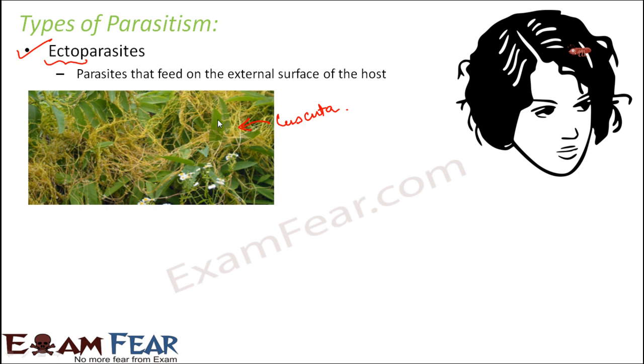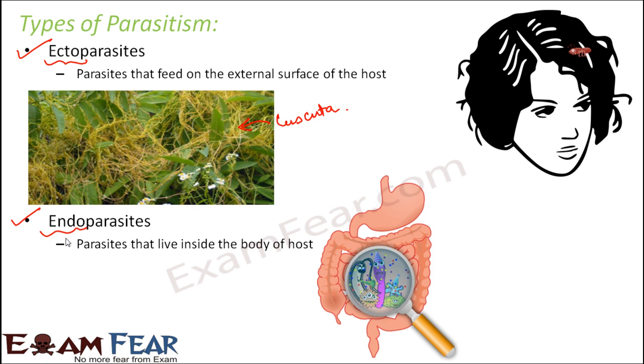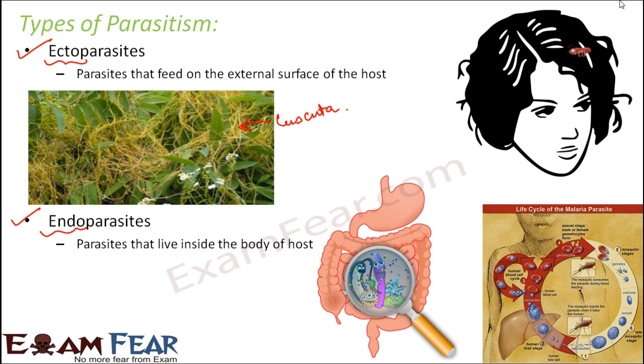So in this case also, the cuscuta plant is getting its nutrition from the external surface of the host plant. The second type of parasitism is endoparasites. Endo means within or inside. So when parasites live inside the body of the host, that is called endoparasitism. For example, the worms living inside our intestine. So they are actually living inside the body of human beings. So that is why this is an example of endoparasite.